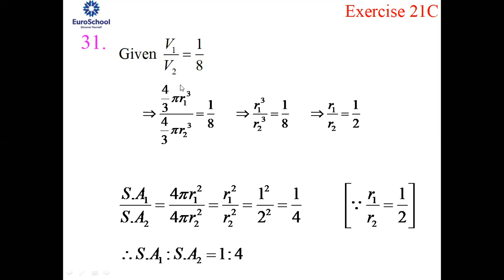So now when you look at both these terms, 4 upon 3 is common in both numerator and denominator, and as the operation is multiplication, you can cancel it. Similarly, pi is common, that can also go off. So you end up with R1 cube upon R2 cube is equal to 1/8.